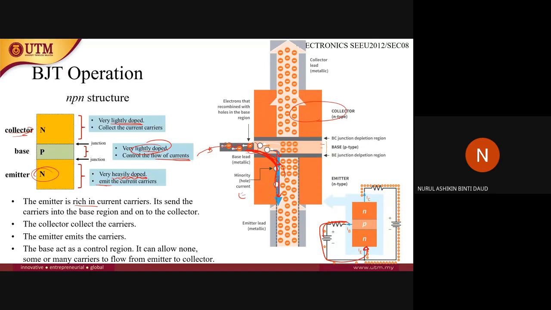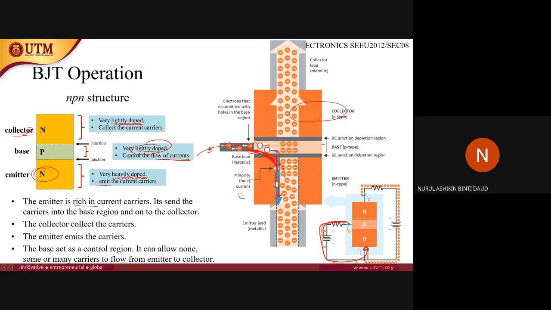When the electrons recombine with holes as valence electrons, they leave the crystalline structure of the base and become free electrons in the metallic base lead, and produce the external base current. So here, it will produce the external base current.